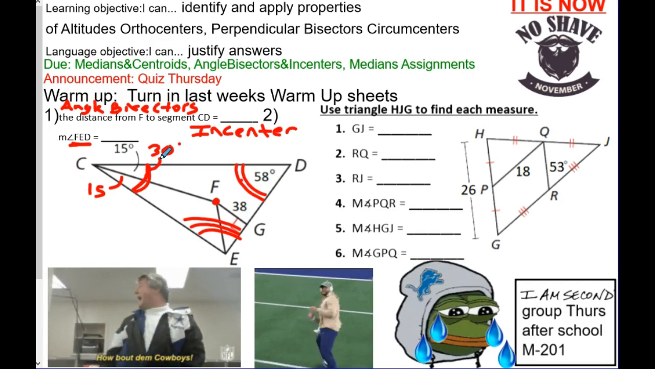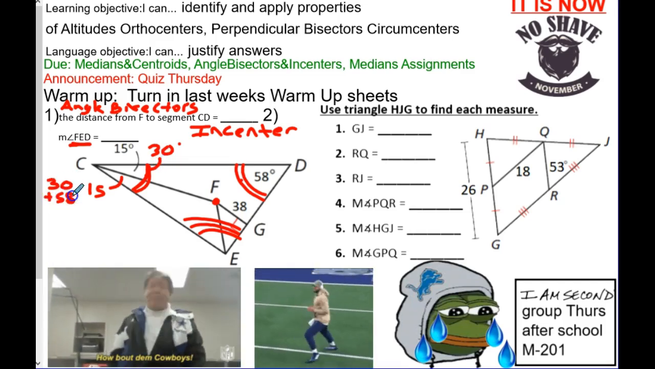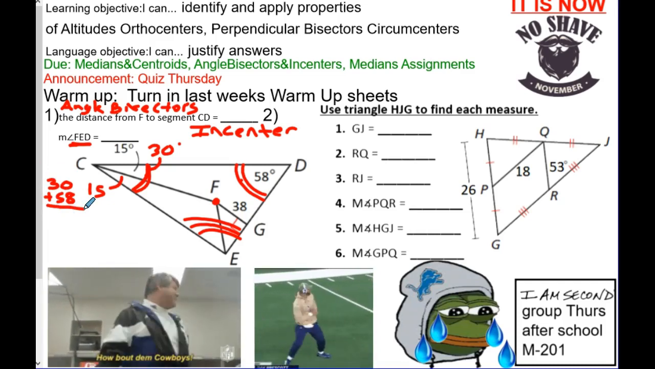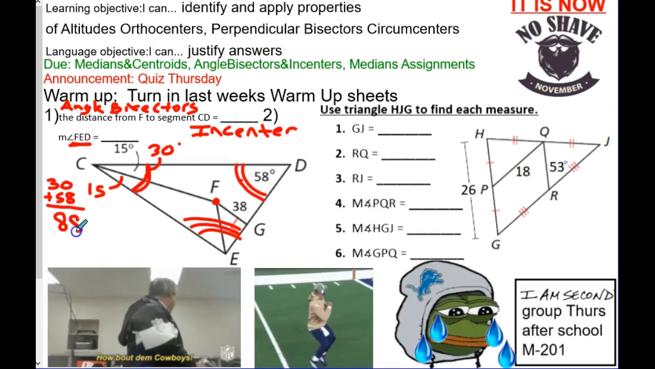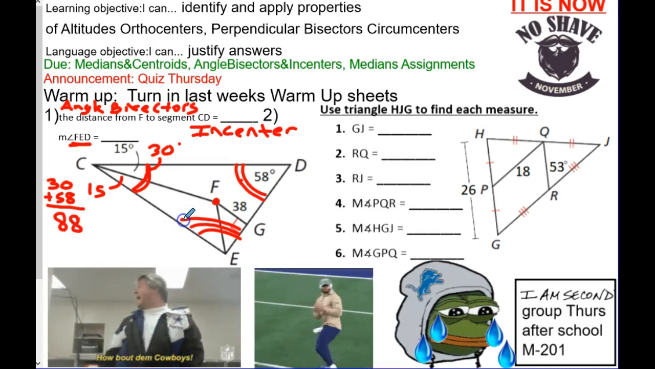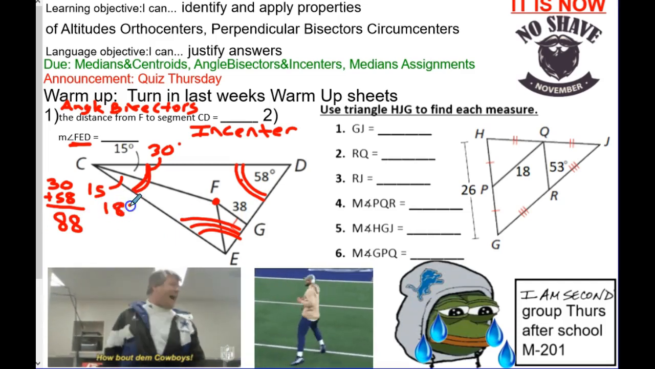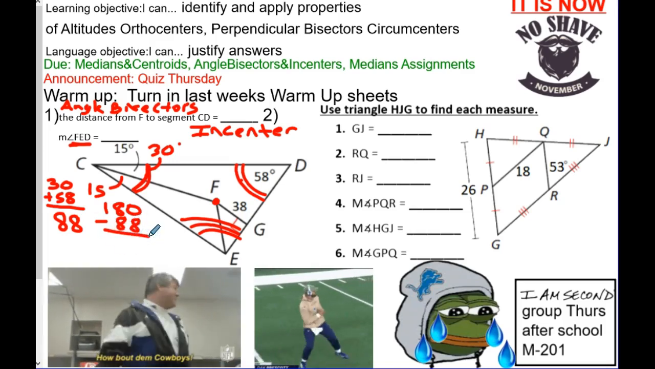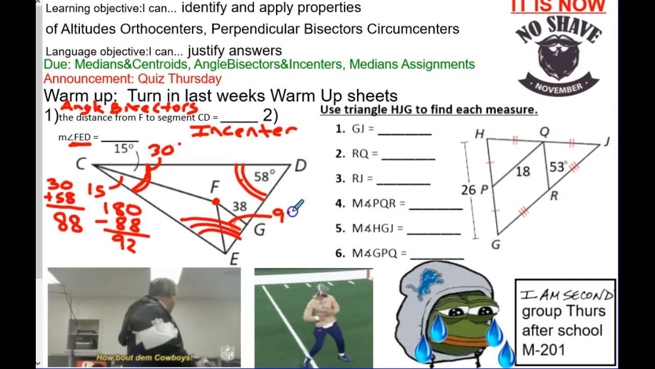So let's add up the 2 I know. 30 and 58 add up to what? No, I'm saying 30 plus 58. 88, okay? And to figure out this missing angle, I'm going to subtract it from 180. So 180 minus 88, 92 degrees. So this big angle right here is 92 degrees.